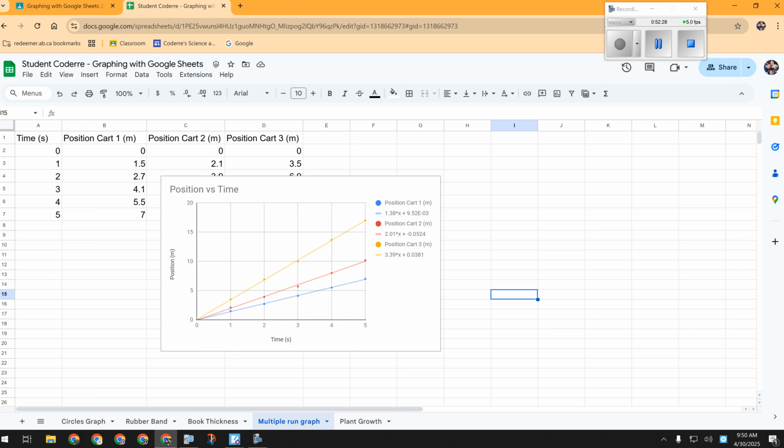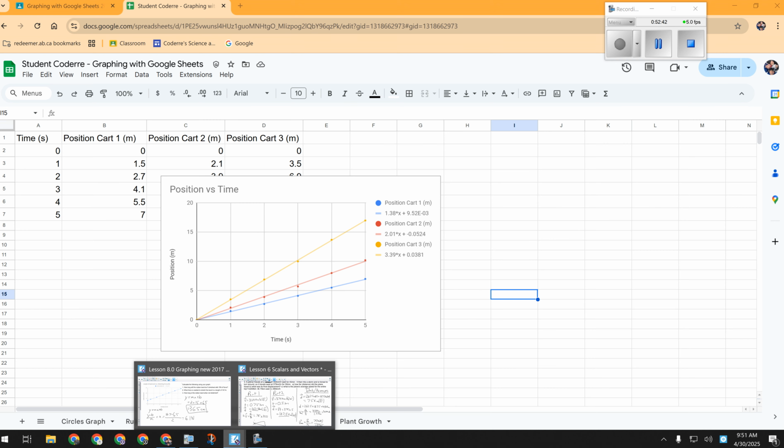Now a couple of things that are weird on this graph. One of the numbers is in scientific notation. You see that one that says 9.52 e negative 3? A number in scientific notation means this, guys.